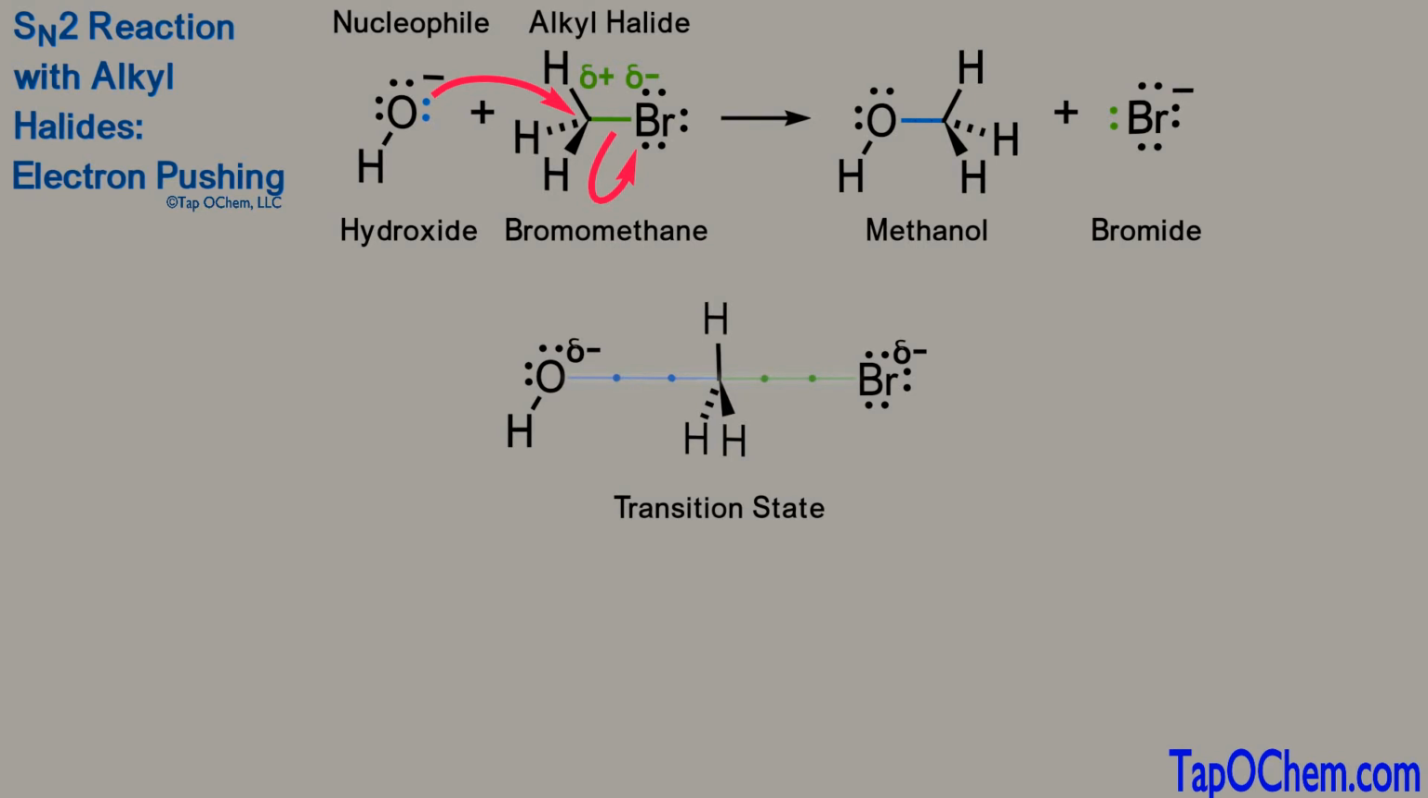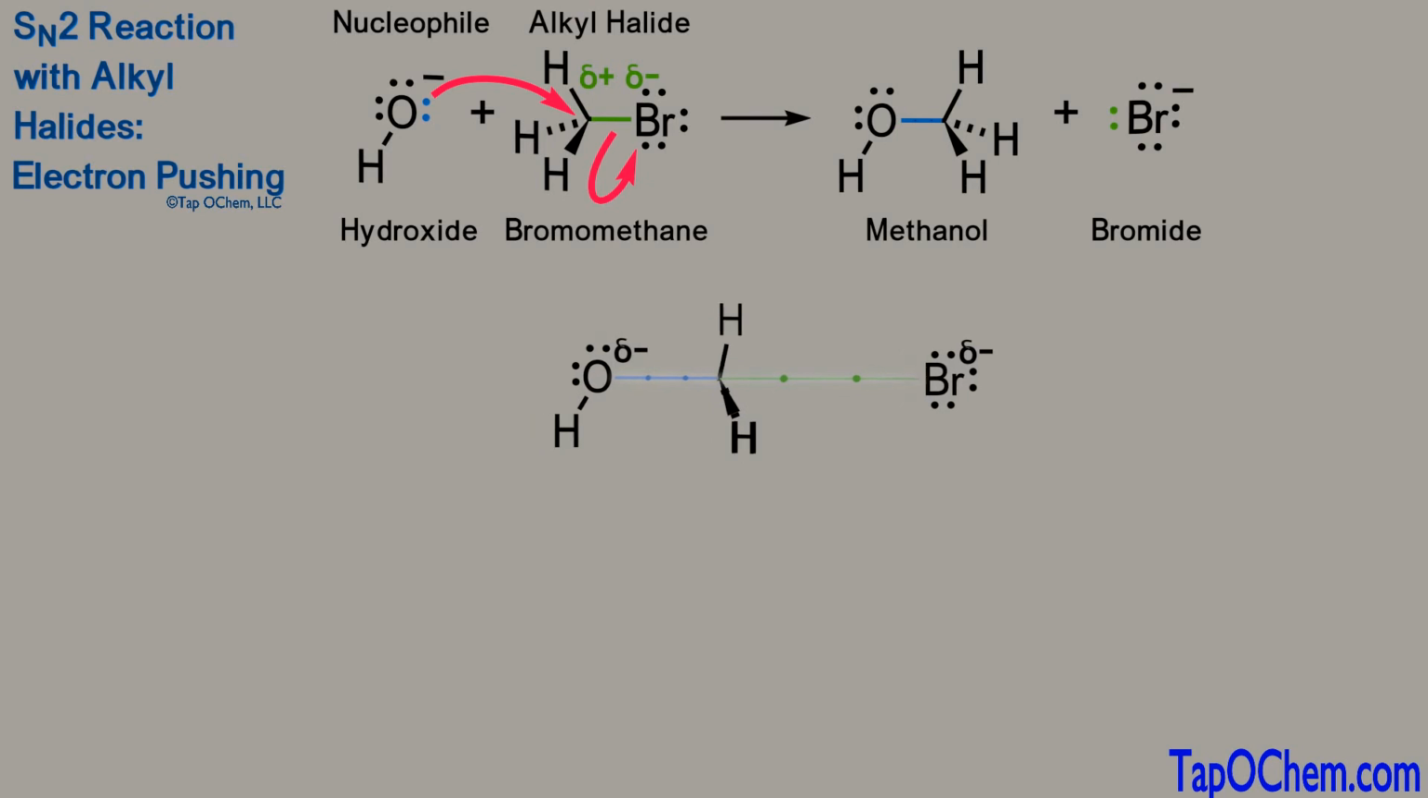There are also partial charges on both the oxygen and bromine atoms. The carbon atom that started out in the reactant being sp3 hybridized is now sp2 in this transition state. As we proceed to the end of this reaction, methanol and bromide are formed.